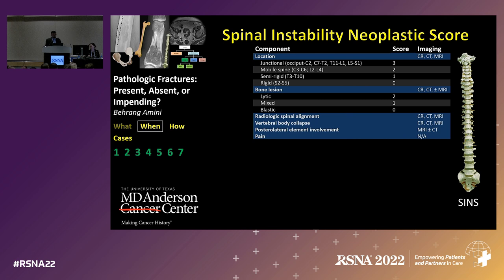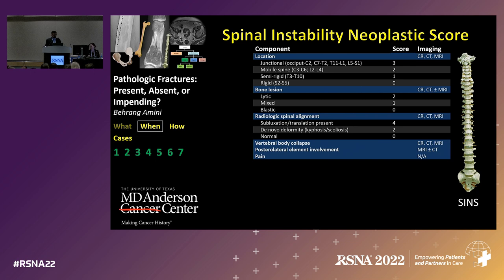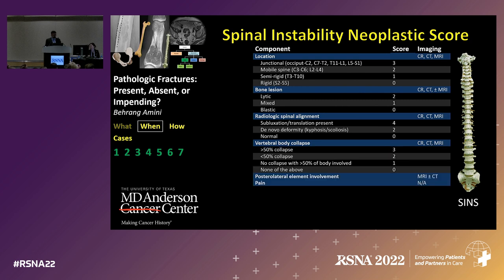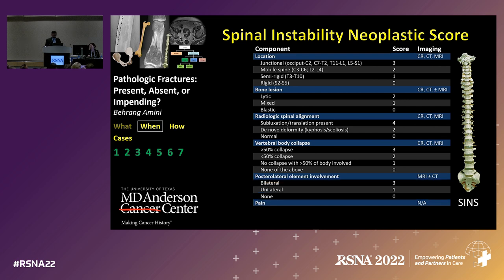Similar to Mirels, you get lytic, mixed, and blastic. Spinal alignment is in there. The scheme isn't always 1, 2, 3. This is 0, 2, 4. And then you look for collapse at a 50% cut point. You look at posterolateral involvement, basically the pedicles and posterior elements, and then pain. This is something we can't really do much about. But it's simpler than Mirels: yes, or occasional, but no, not mechanical.